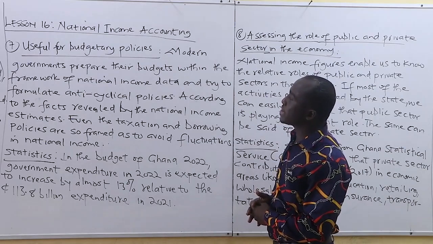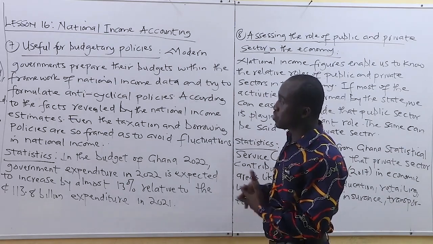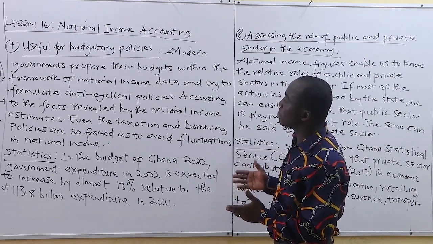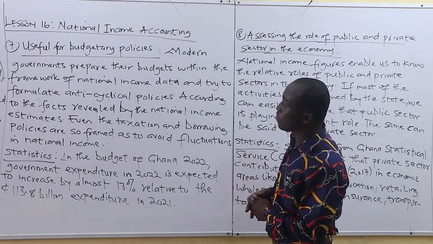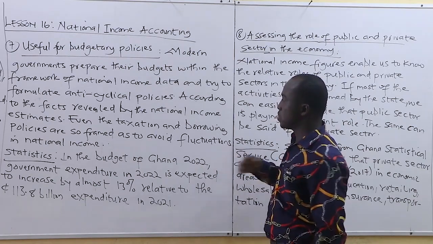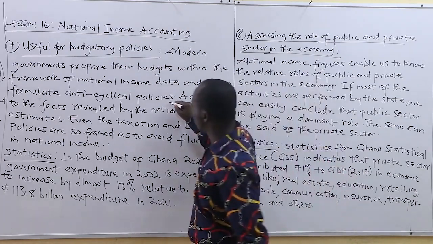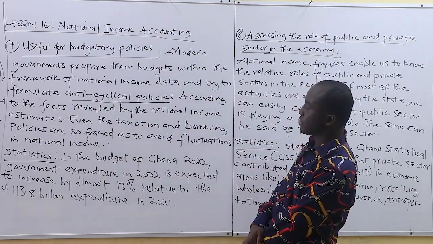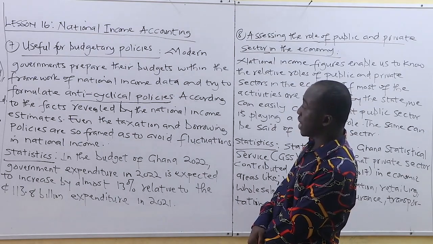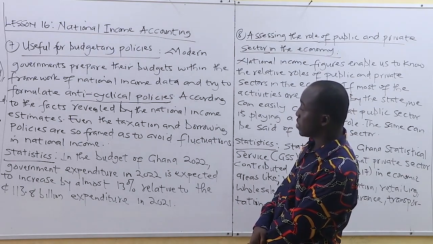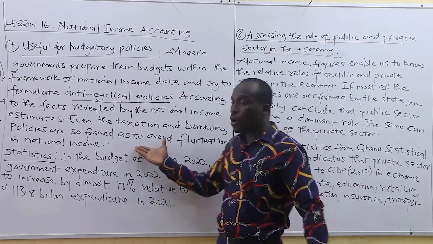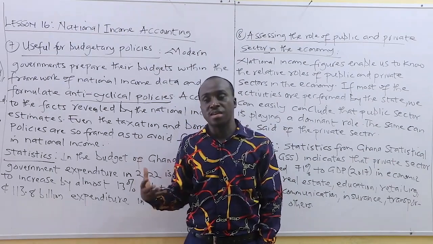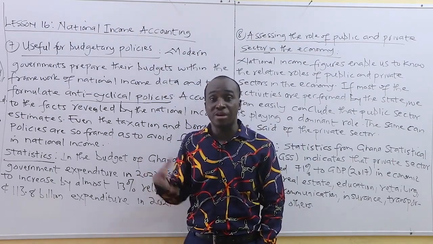It is useful for budgetary policies. Modern governments prepare their budgets within the framework of national income data and try to formulate anti-cyclical policies. So first, what are anti-cyclical policies? We're going to talk about it. According to the facts reviewed by the national income estimate, even taxation and borrowing policies are framed so as to avoid fluctuations in the national income. So if the country knows its per capita income, when they are preparing the budget, it is integrated into it.